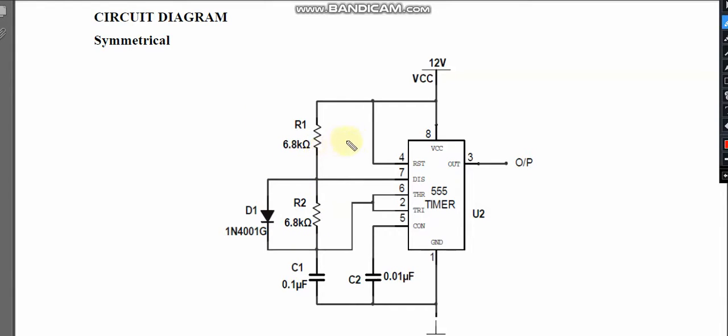Pin number 4, as you all know, is the reset pin, and pin number 7 is the discharge pin. The discharging takes place through pins 4 and 7, and pins 6 and 2 we have shorted. Pin 6 is the threshold, and pin 2 is the triggering point. This decides your on time and also the off time. If I want a symmetrical wave, I have taken R1 equal to R2. I can show you that in the design aspect.